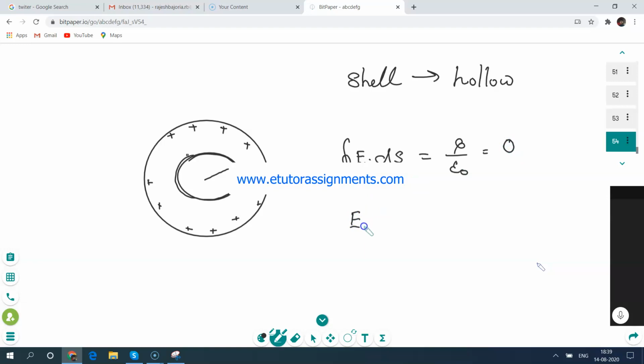So E into the area of this Gaussian surface, let us say 4 pi b square, is equal to Q by epsilon naught, which is equal to 0. So what is the E, Anastasia? Can you tell me? Zero. That's right. E is equal to 0, because Q by epsilon naught is equal to 0.